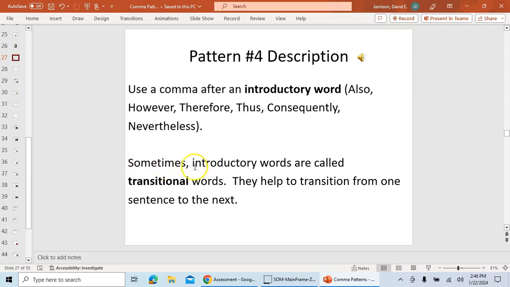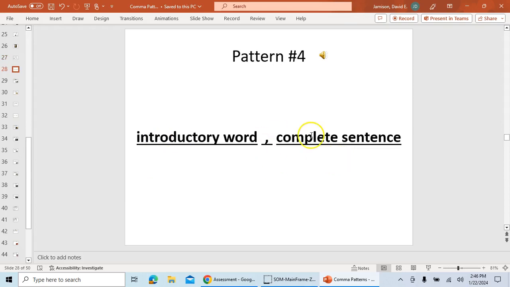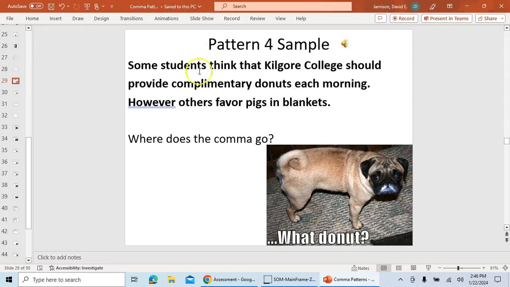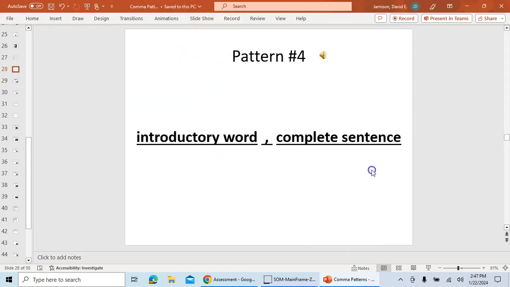Sometimes is another example. Introductory words are called transitional words. They help to transition from one sentence to the next. Introductory word, comma, complete sentence. I'll give you an example for myself before I show that one.